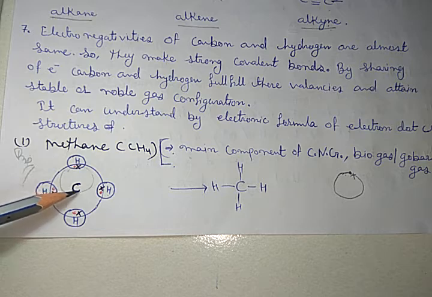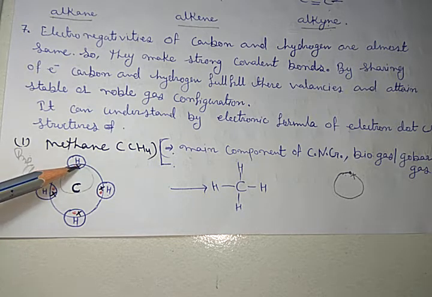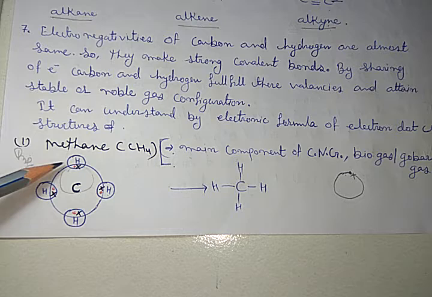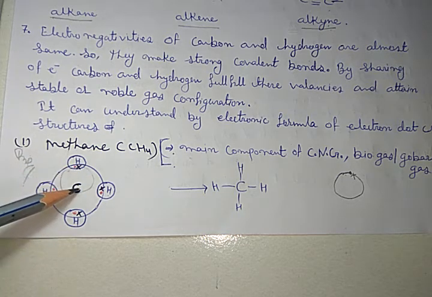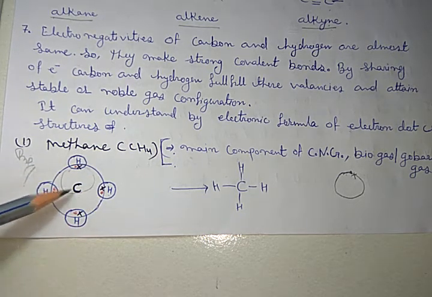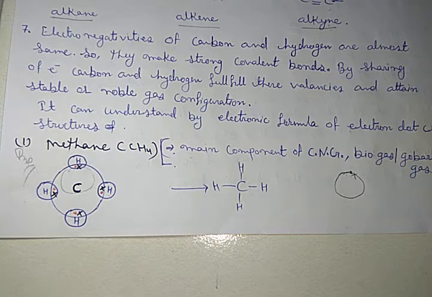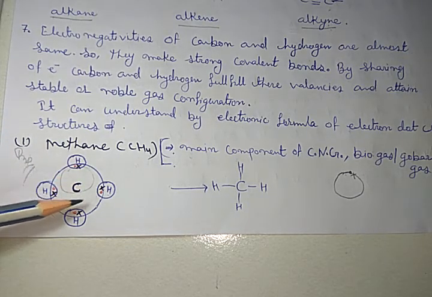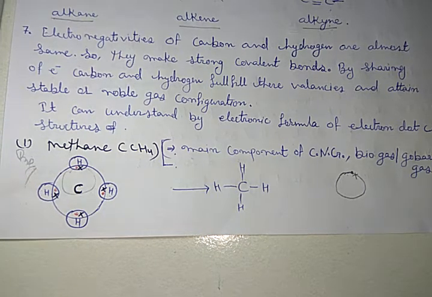Now consider the carbon. By sharing it, now it has 8 electrons. These 2 electrons, there 2, there 2 and there 2. So now its outermost shell has 8 electrons, which is the configuration of neon. That is another noble gas. That means by sharing, both hydrogen and carbon attain noble gas configurations. That means stability. Clear?